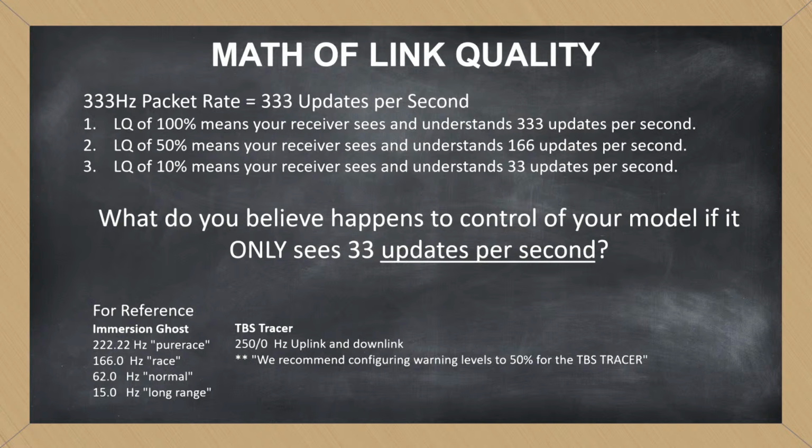166 hertz is race, 62 is normal, 15 hertz is long range. That means 15 updates a second. So that's what they consider long range normal. On TBS Tracer, they've got a 250 hertz uplink and downlink, and they recommend configuring their warning level to 50%. That came straight out of their book.